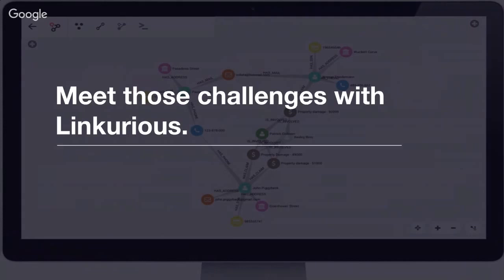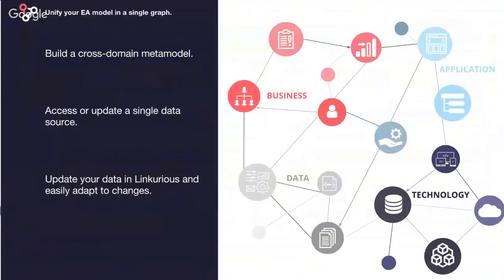With it, architects can leverage a flexible and unified model of cross-domain data to visualize interdependencies. And Linkurious helps architects save time thanks to graph analysis and visualization capabilities. To be more specific, one of the main advantages of tools like Linkurious is that they enable architects to get a unified architecture model in a single graph.